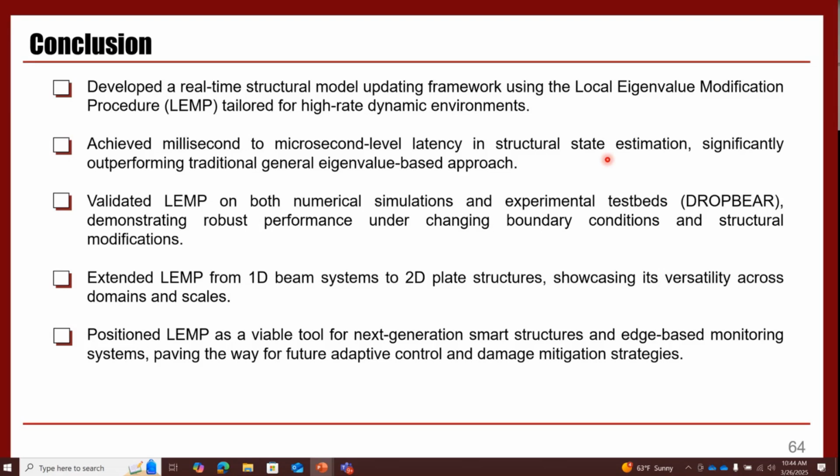Also, we extended LAMP from the 1D system to 2D, which showcases versatility across domains and scales. And this work positions LAMP as a viable tool for next generation smart structures and edge-based monitoring systems, which paves the way for future adaptive control and damage mitigation strategies.